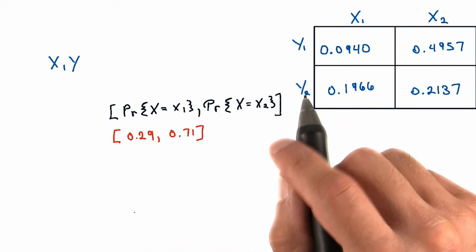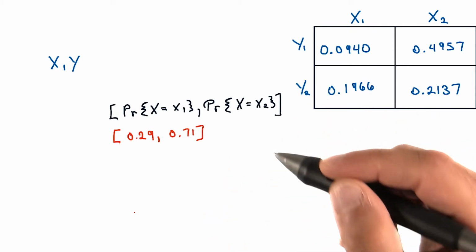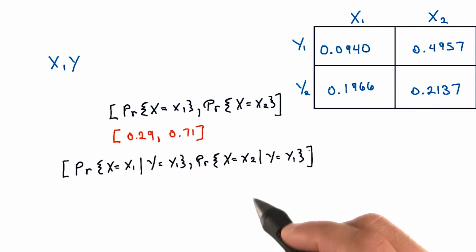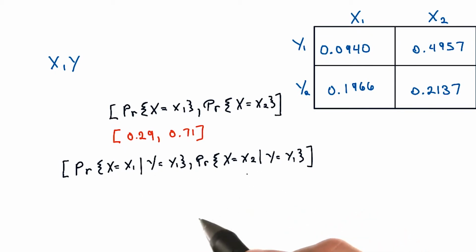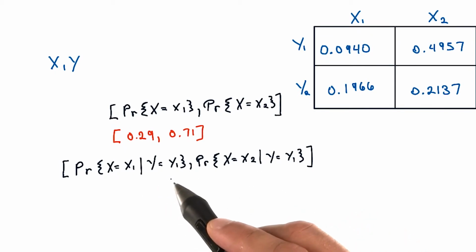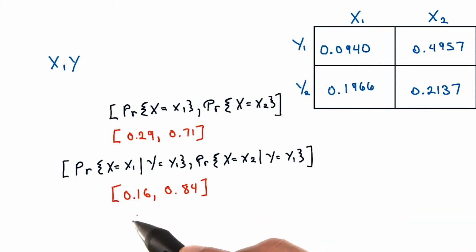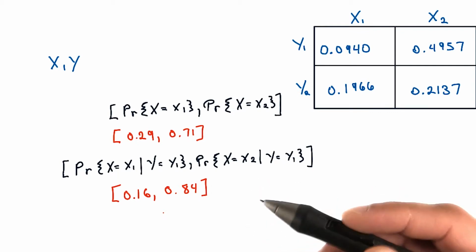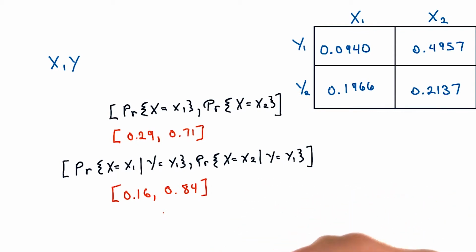Now, let's suppose that we know that y is stuck at y1. Does this make us more certain at all about what x is? Specifically, what's the conditional probability that x is x1 or x2, given that we know y is fixed at y1? Well, again, we can just directly evaluate it from the table. It's 0.16 and 0.84. So it seems that knowing that y is stuck at y1 has told us something about the value of x, right?